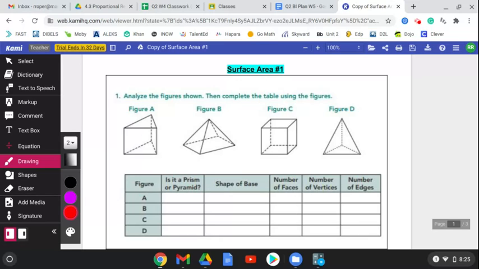Okay, I'm here in Surface Area Number 1 assignment. In this first problem, we're going to fill in this chart looking at these 4 figures. So figure A right here, is it a prism or a pyramid?